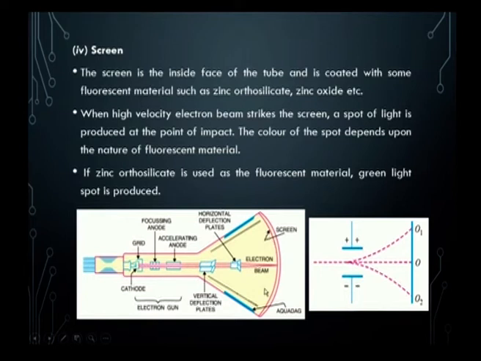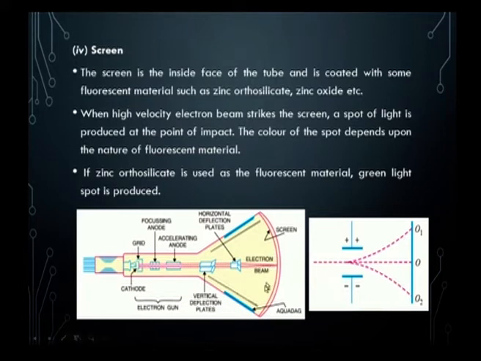So, the last thing is the screen. The screen is the inside face of the tube and it is coated with some fluorescent material. It is made up of different kinds of fluorescent materials such as zinc orthosilicate or zinc oxide. The color that appears on the screen also depends on the material that we use for the fluorescent screen. If the fluorescent screen is made up of zinc orthosilicate, then we can observe the signal on the screen will be green in color.